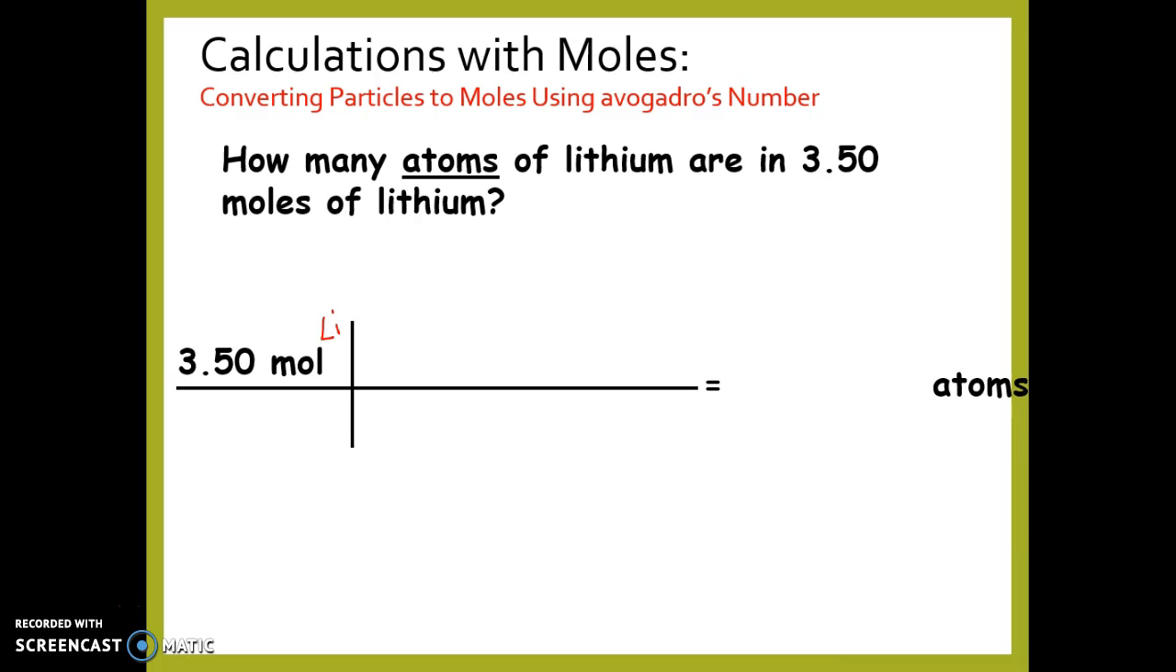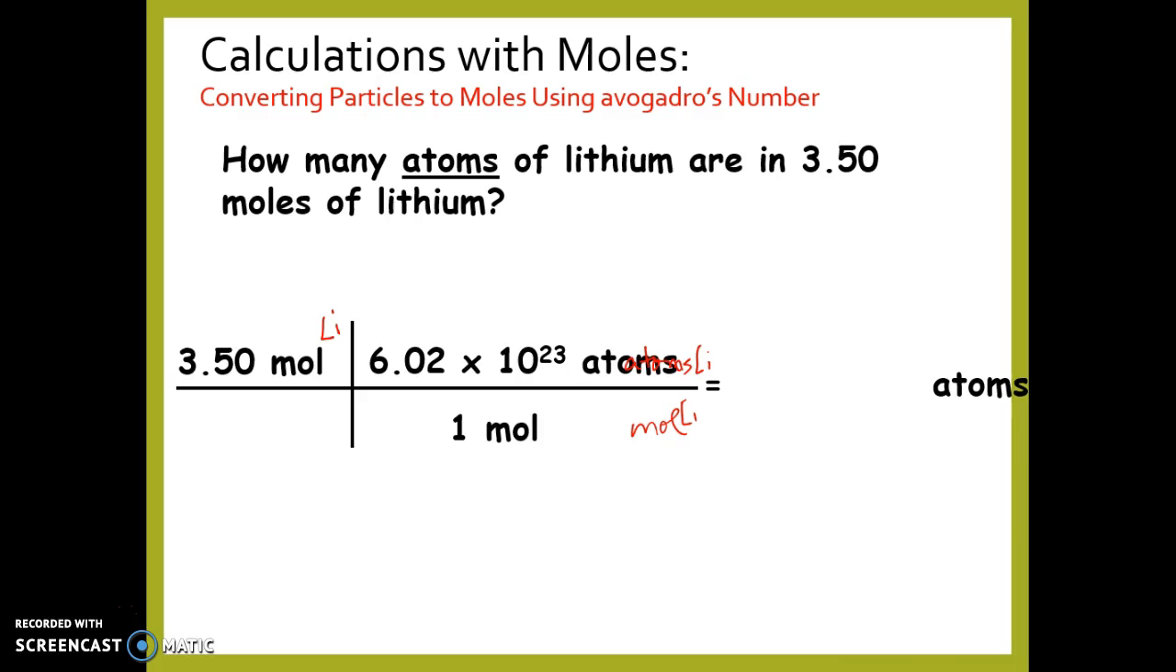We know that the given unit goes on the bottom. The given unit is moles, so I'm going to put moles on the bottom. We're going to put the finding unit on the top. The finding unit is atoms of lithium. Sorry, moles of lithium, okay? Now, what numbers go with those? Well, we know that 1 should always go with mole, and we know that 6.02 times 10 to the 23rd should always go with atoms.